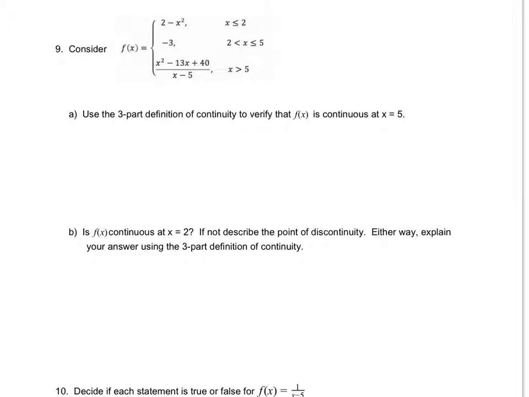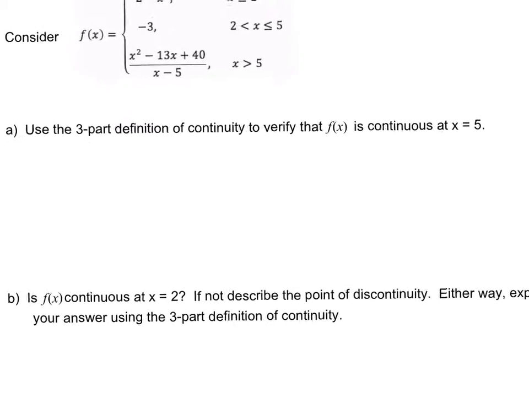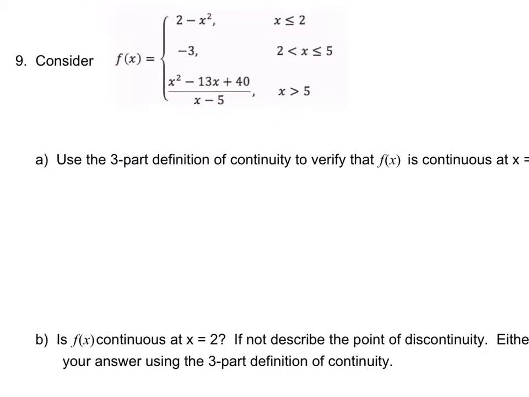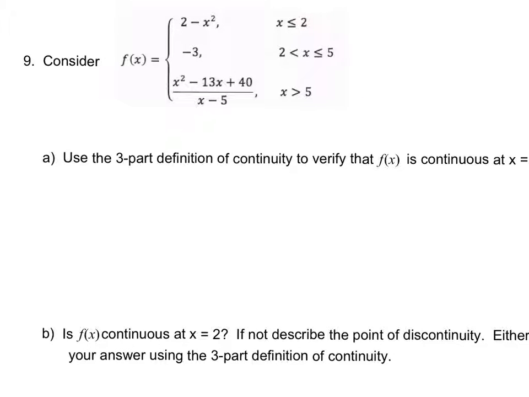Okay, we're going to review question 9 from your quiz on infinite limits and continuity, because a lot of you struggled with using the three-part definition of continuity. So let's take a look at this. I'm going to work through each of these, so let's just start on part A. We want to verify that f of x is continuous at x equals 5.